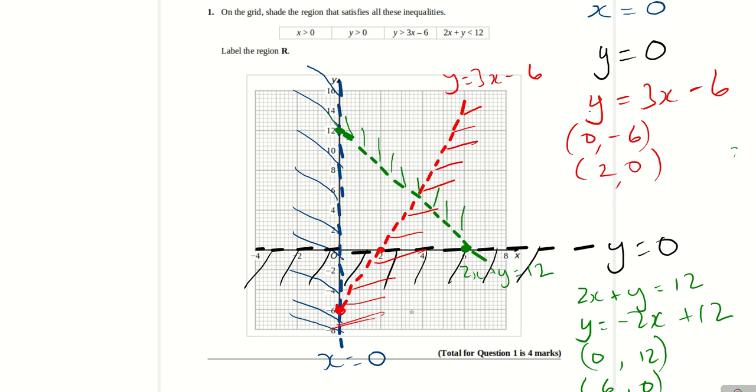Now what we're left with, what is unshaded, is going to be the area which we require, which we've got to label R. So R is going to be that area in the middle there. So any points that are in this area should satisfy all four of those inequalities. And notice that the lines surrounding the area are dashed because any points lying on those lines will not be in our required region because our inequalities don't contain equals. They are just either less than or more than.